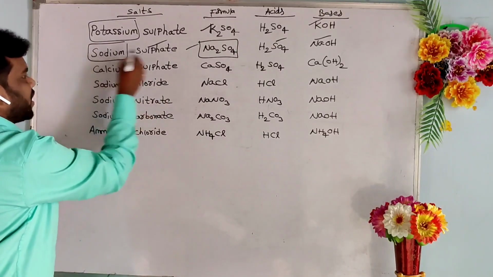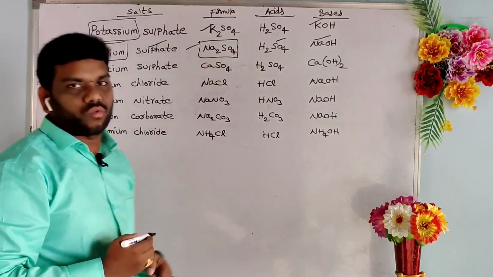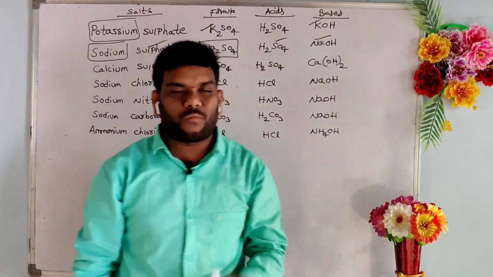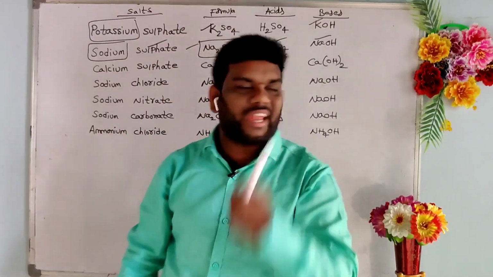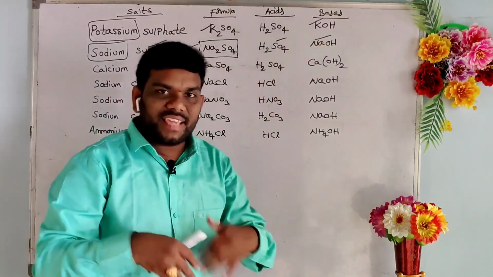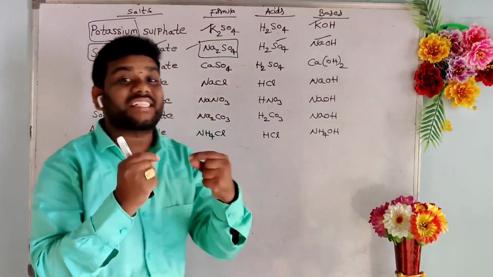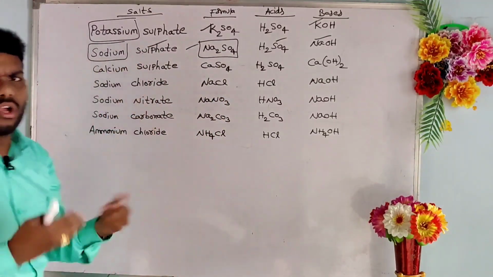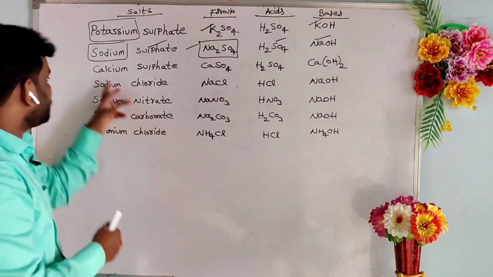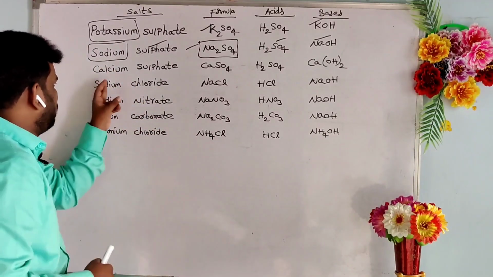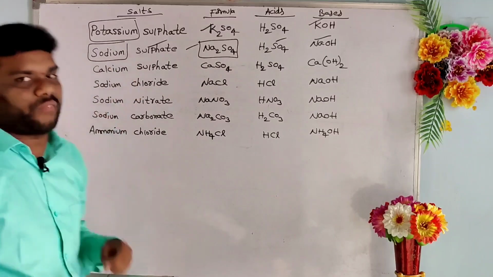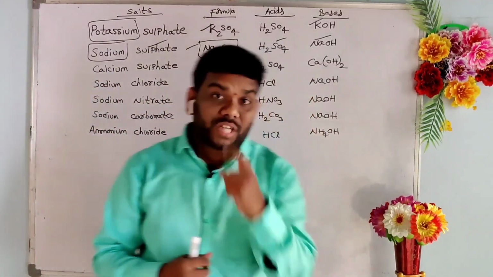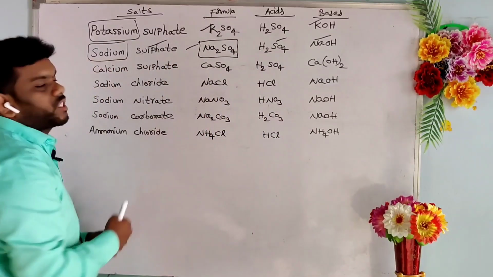Once again, sodium sulfate, Na2SO4. Acid means sulfuric acid, H2SO4. SO4 means sulfate. And base, NaOH. OH is nothing but base indication. Na means sodium sulfate, sodium family. And next family, calcium sulfate. Sulfate SO4, calcium CaSO4.